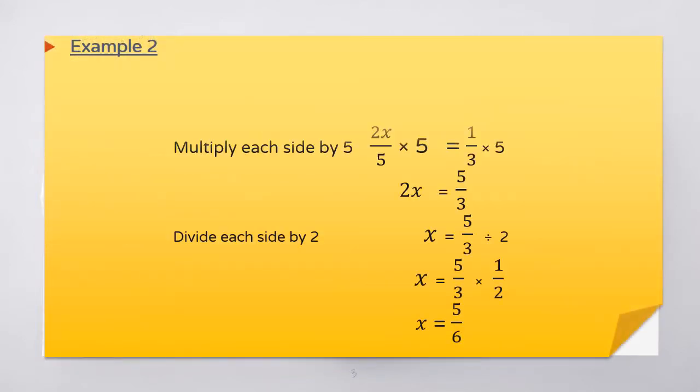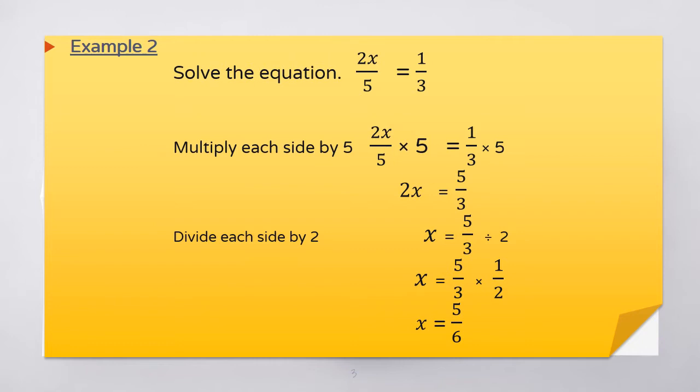Look at example number 2. Solve the equation 2x divided by 5 equals 1 upon 3. First step is multiply each side by 5. We want to cancel the divide 5 from the left hand side. Therefore, we must multiply each side by 5. After multiplying it, we are getting 2x equals 5 upon 3.